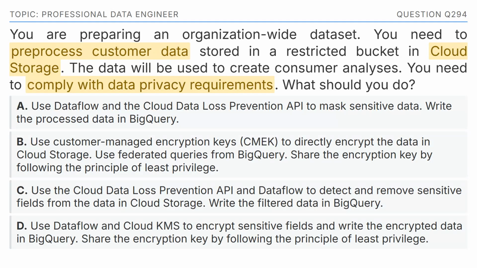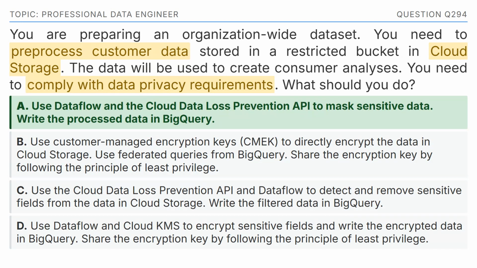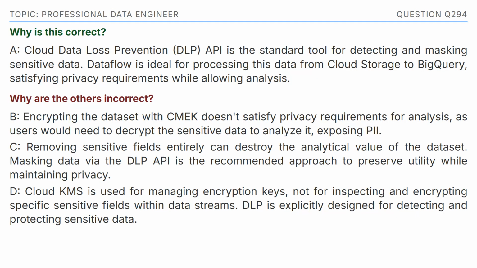To arrive at the correct answer, we focus on the keywords: pre-process customer data, Cloud Storage, comply with data privacy requirements. The correct answer is Option A, use Dataflow and the Cloud Data Loss Prevention API to mask sensitive data. Write the processed data in BigQuery. Why is this correct? A. Cloud Data Loss Prevention, DLP, API is the standard tool for detecting and masking sensitive data. Dataflow is ideal for processing this data from Cloud Storage to BigQuery, satisfying privacy requirements while allowing analysis.